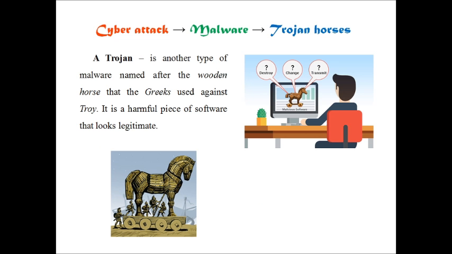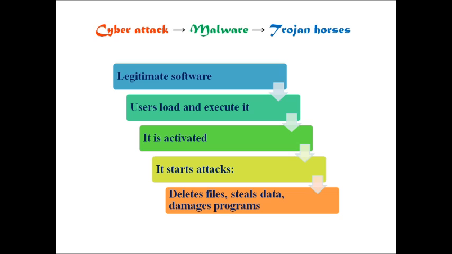A Trojan is another type of malware named after the wooden horse that the Greeks used against Troy. It is a harmful piece of software. A Trojan horse looks like legitimate software. Without knowing it, users load and execute it. After the Trojan horse is activated, it starts attacks, including deleting files, stealing data, and damaging programs.